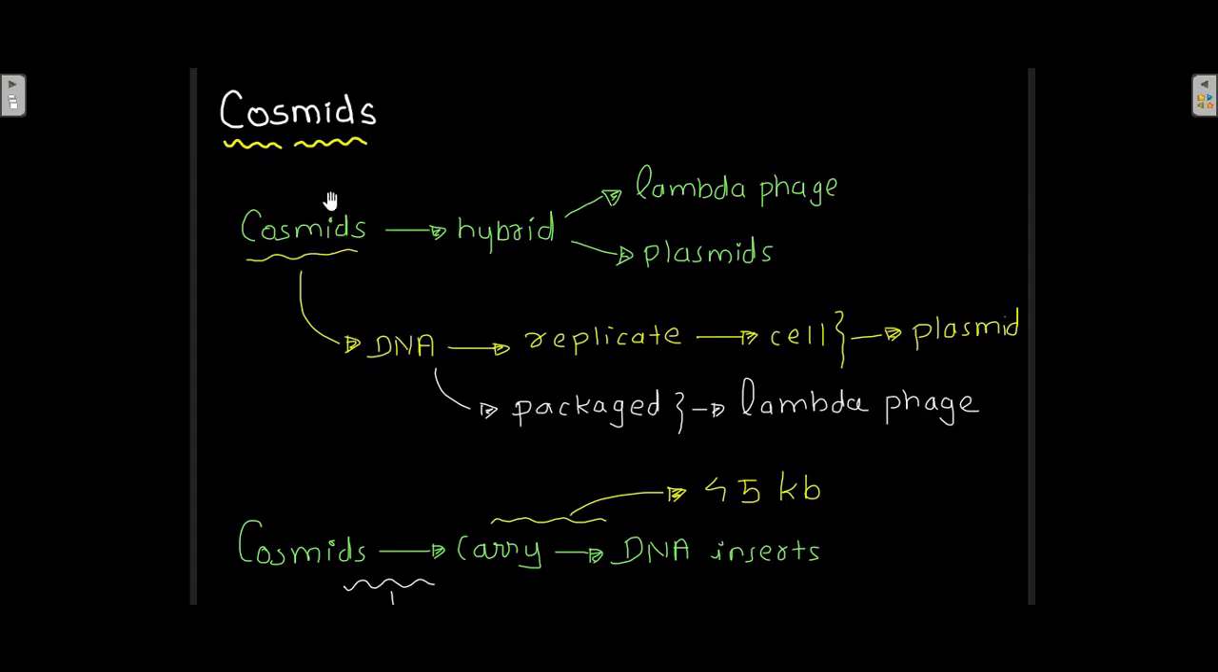In this video, we are going to discuss Cosmids. Now, these Cosmids are hybrids of lambda phage and plasmid. Their DNA can replicate in a cell like that of a plasmid, or their DNA can be packaged like in the case of lambda phage. So Cosmids are just the hybrid of lambda phage and plasmids.